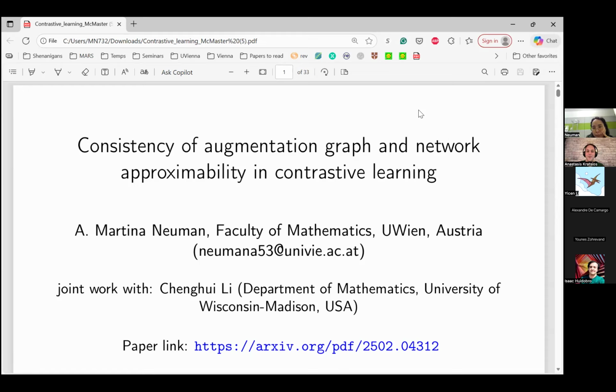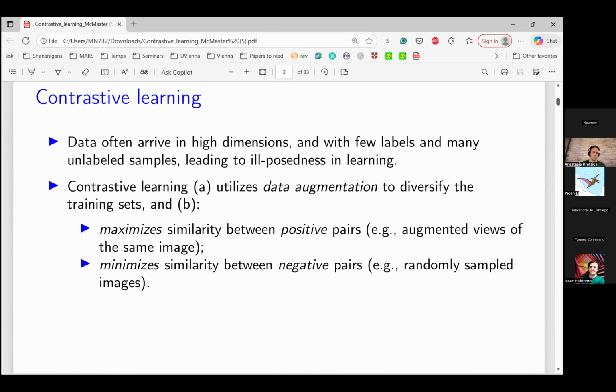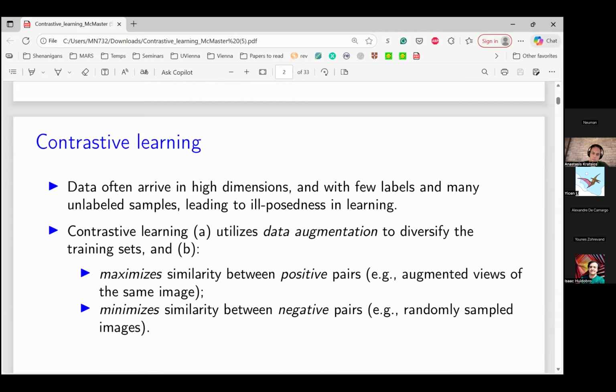Yeah. So after you, Martina. Okay, I'm just going to mute my video because I don't want you guys to see my forehead when I'm talking. Okay, all right. So the title of the talk is consistency of augmentation graph and network approximability in contrastive learning, and this is joint work with Cheng Hua from Madison, Wisconsin. I apologize for not using full screen. There's some problem with that, but I can scroll.